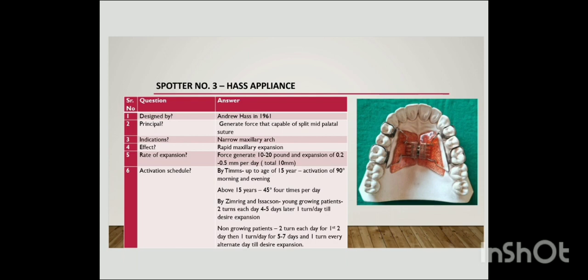In non-growing patients, 2 turns each day for the first 2 days, then 1 turn per day for 5 to 7 days, and then 1 turn every alternate day till desired expansion.